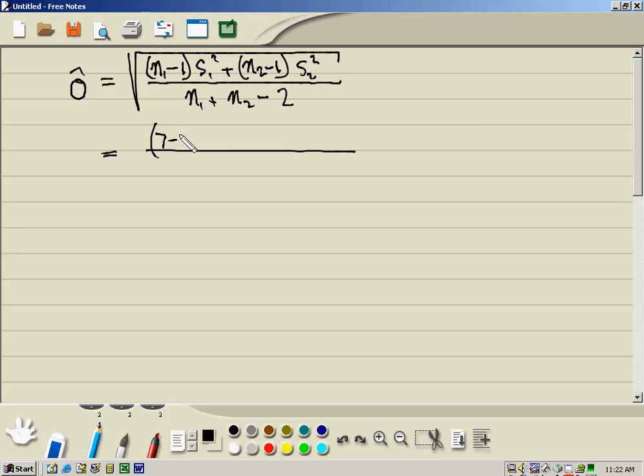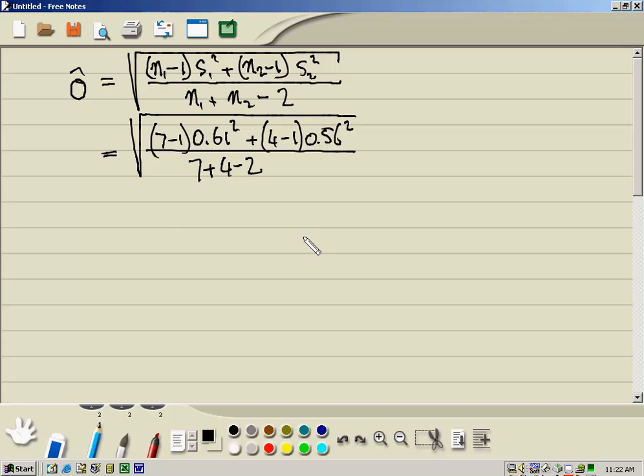Alright, so N1 is 7, so 7 minus 1 times standard deviation of 0.61 squared plus N2 of 4 minus 1 times standard deviation S2 of 0.56 squared, divided by the total degrees of freedom, 7 plus 4 minus 2, and square root of the whole thing. And let's go to Excel quickly and work that out.